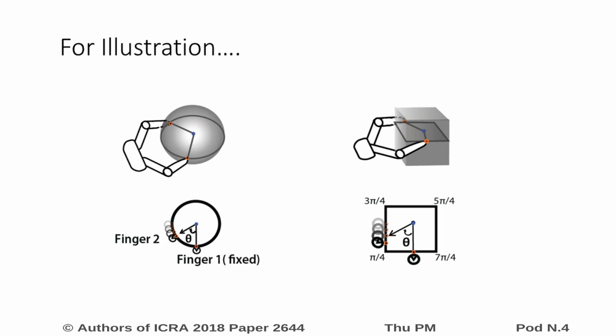Here, we illustrate our approach using a simplified two-finger 2D planar grasp of a circle and a square. If we fix one finger and move the other one around the perimeter, we can determine all the configurations where the object can be stably grasped.